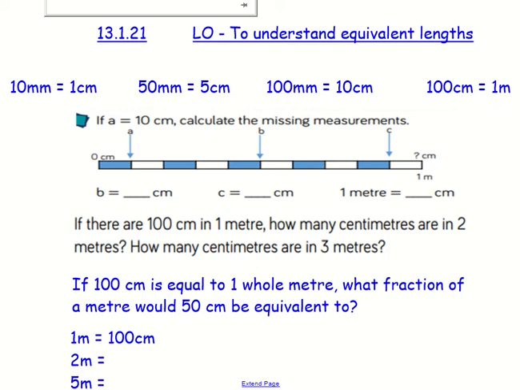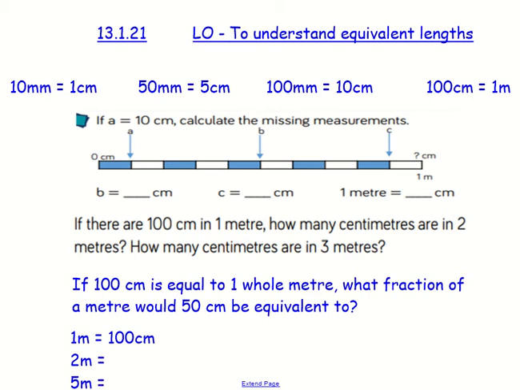Okay, so this is the third lesson on measurement. So today we're going to carry on looking at equivalent lengths, like we did yesterday, but we're going to move it on a little bit, boys and girls. So if you have your ruler, then you can be looking at your ruler as you're listening to the video.